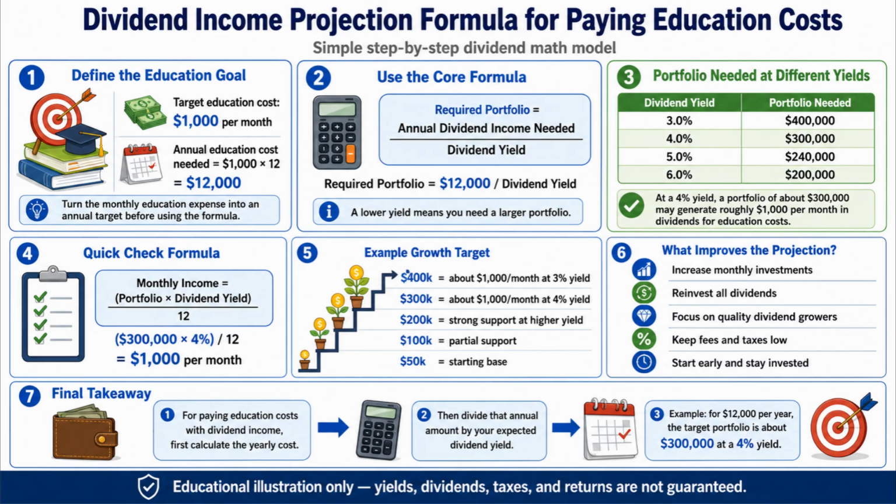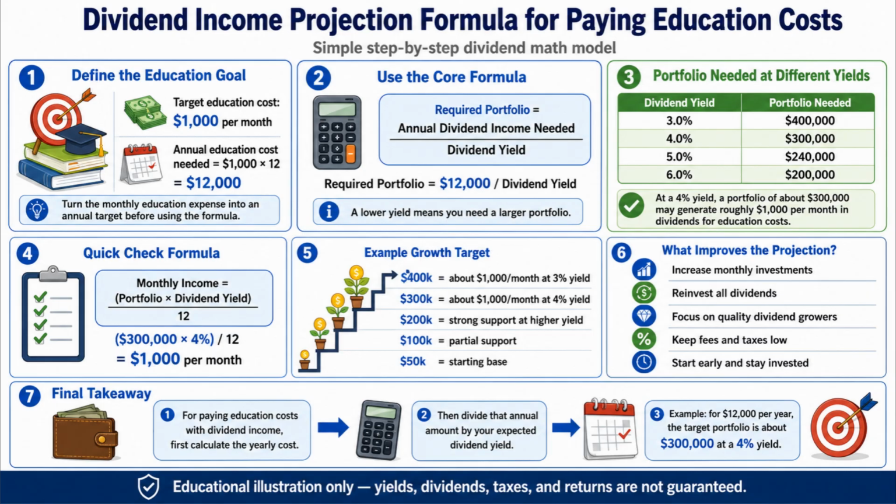As a result, this model can be useful for planning school fees, university costs, books, tuition, or other education-related expenses. Instead of only saving money separately, dividend investing can be used as a long-term income planning strategy. However, the key is consistency. The earlier the portfolio is built, the more time dividends and growth have to work together. So, the final takeaway is simple.